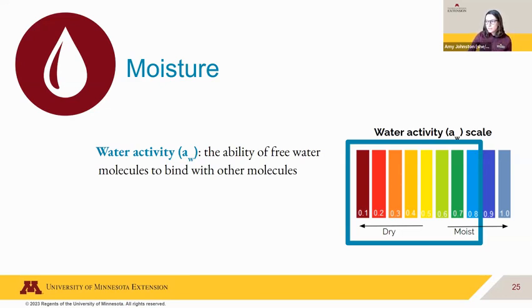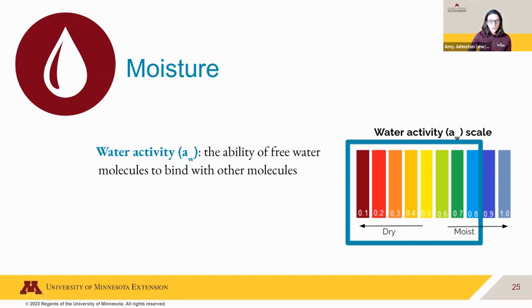So the water activity scale, which you can see, goes from 0 to 1. Foods with a water activity closer to 1, so above 0.85, are moist foods, and drier foods have a water activity less than that. Research and testing has shown that foodborne illness-causing bacteria will have a very hard time growing or will not grow on foods with a water activity of 0.85 or less.